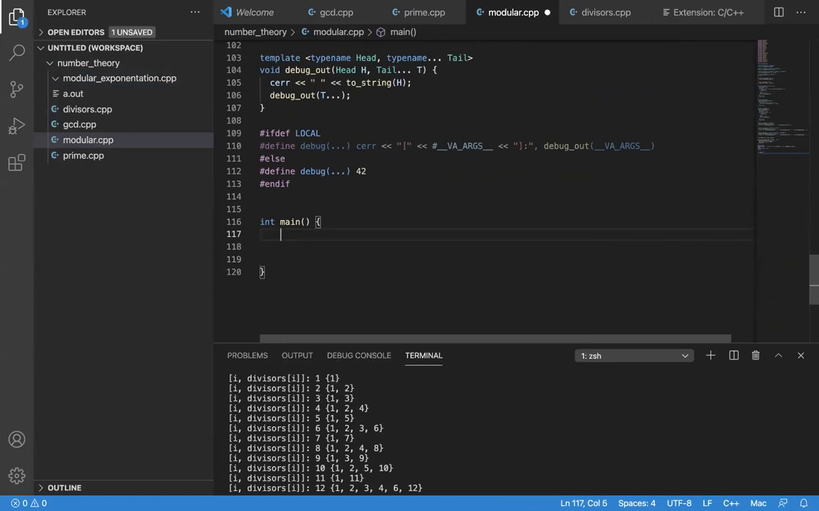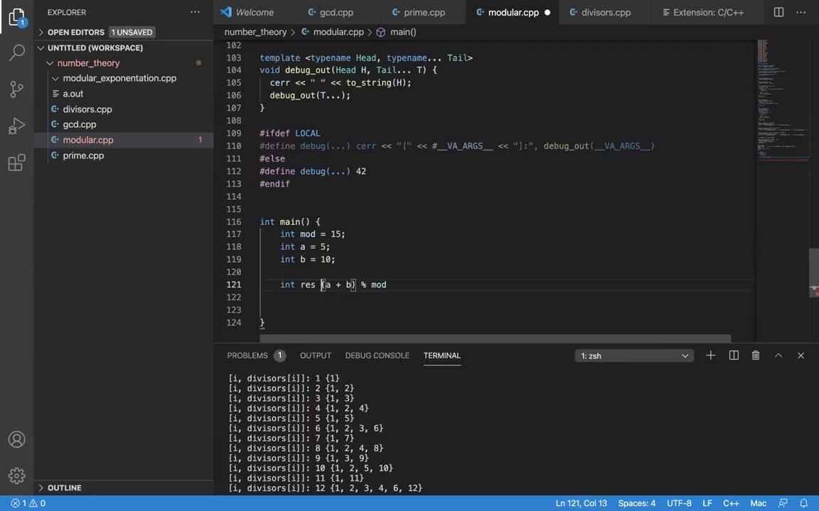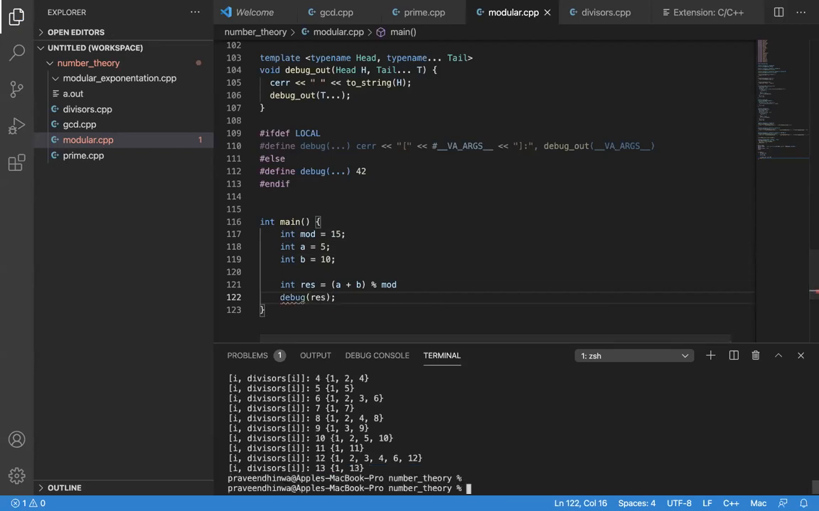Let's say you have two numbers, int a is equal to 5. Let's say your mod is 15. int a is equal to 5, int b is equal to 10. Then what will be a plus b percent mod? Let's call it t. It will be 0.